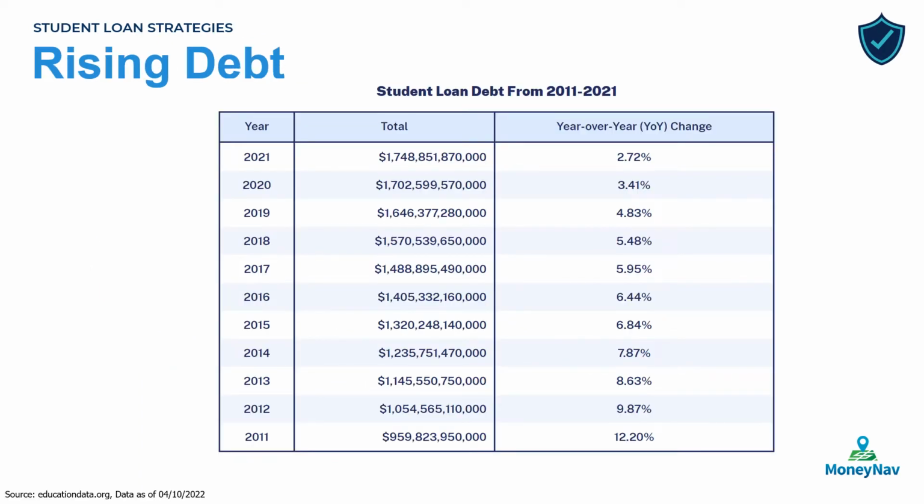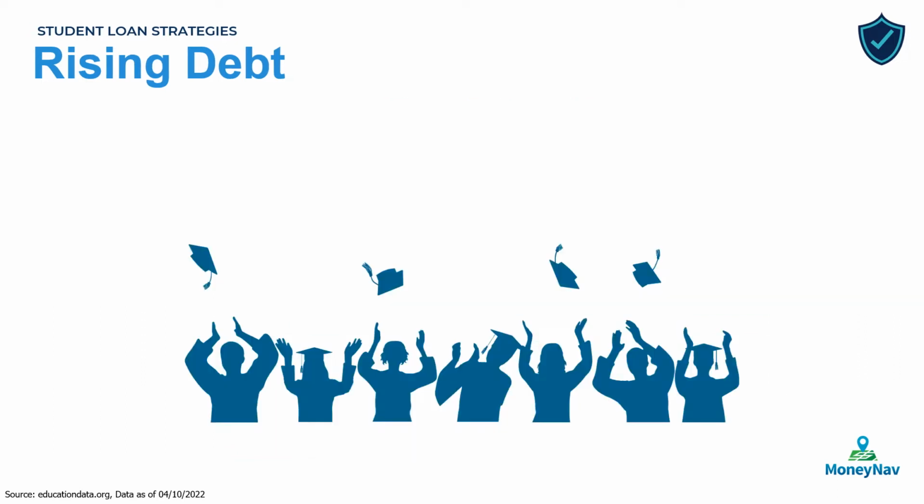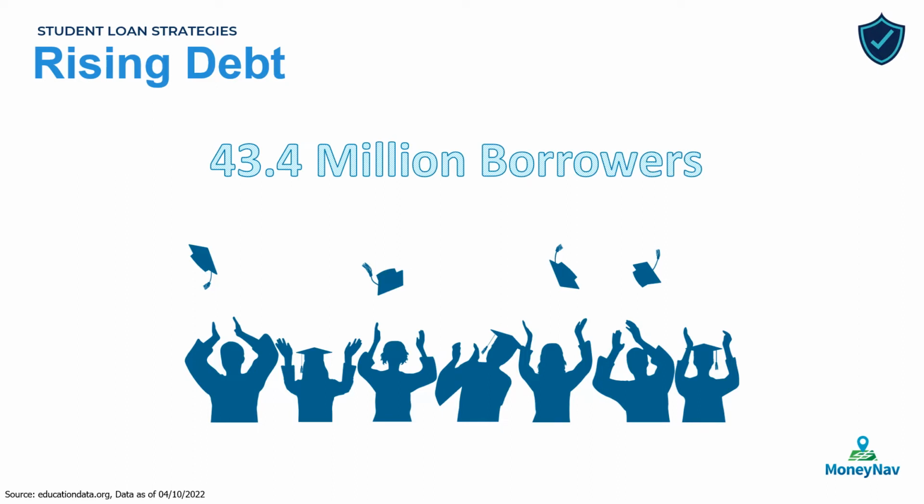Student loan debt nationwide is approaching $1.8 trillion. In a typical year, student loan debt grows 6 times faster than the nation's economy. The debt is spread across nearly 44 million borrowers. Among types of consumer debt, student loan debt is second only to mortgages.